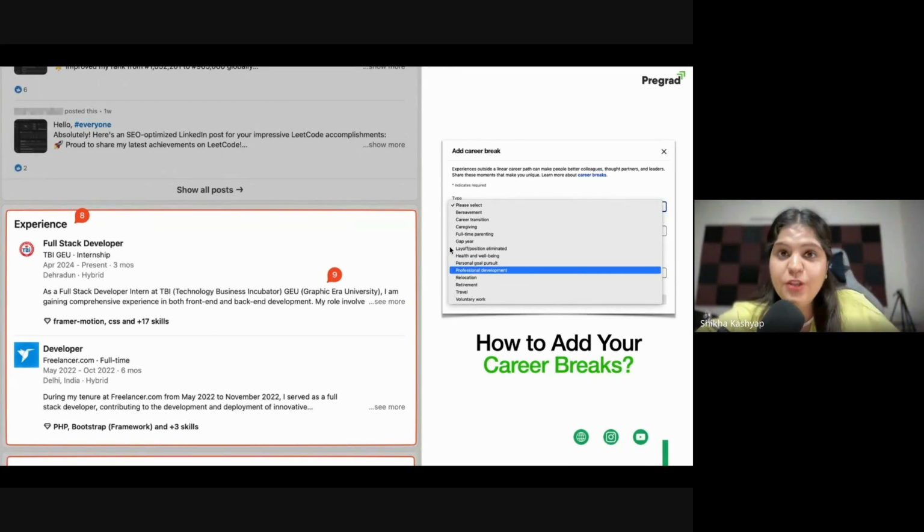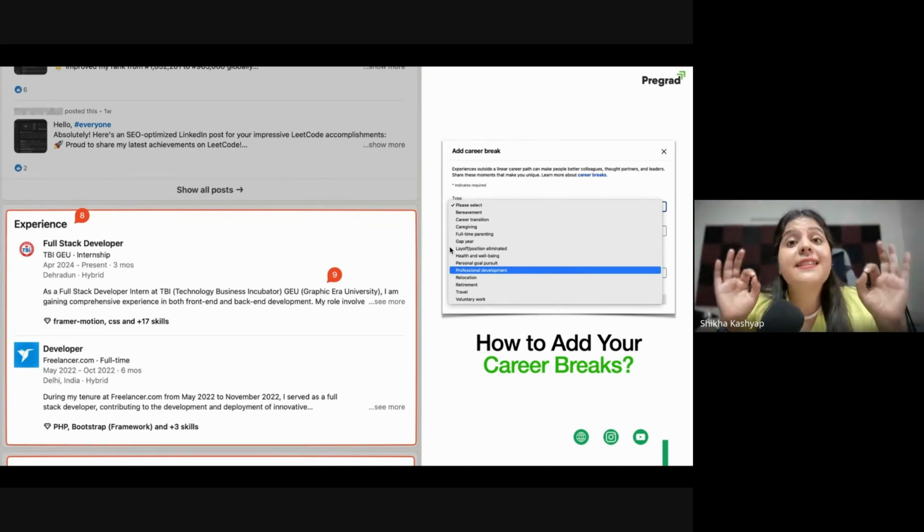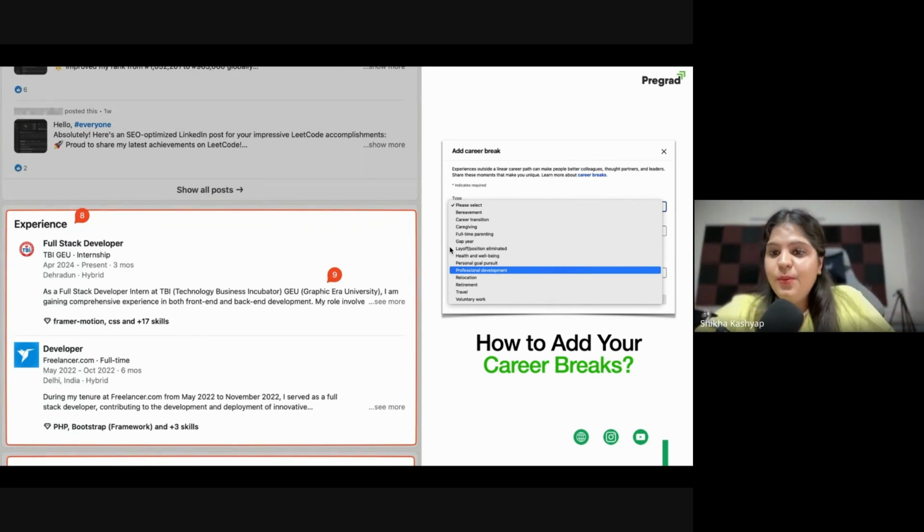But make sure that you are not adding nonsense. You are adding something related to your field. Again, technical or non-technical doesn't matter. Just make sure that whatever you're adding makes sense. So that's how, Ramandeep, you can add your career breaks smartly. You're honest, you are real, and you're professional.